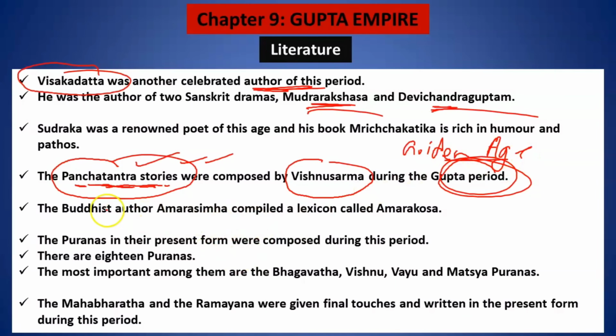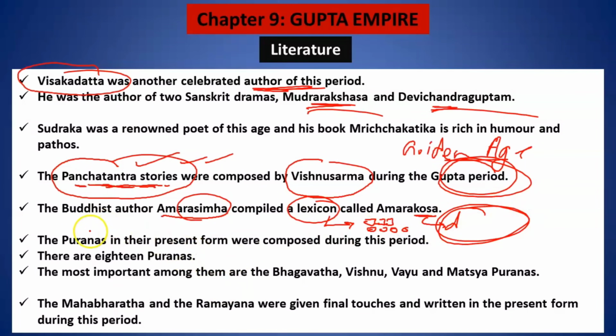Alright. And the Buddhist author Amarasimha compiled a lexicon. For those of you who do not know what a lexicon is, this is a word book. Amarakosha. Kosha means dictionary. Obviously, if there will be a lot of word compilations, it should be called a dictionary. Hope this point is clear.